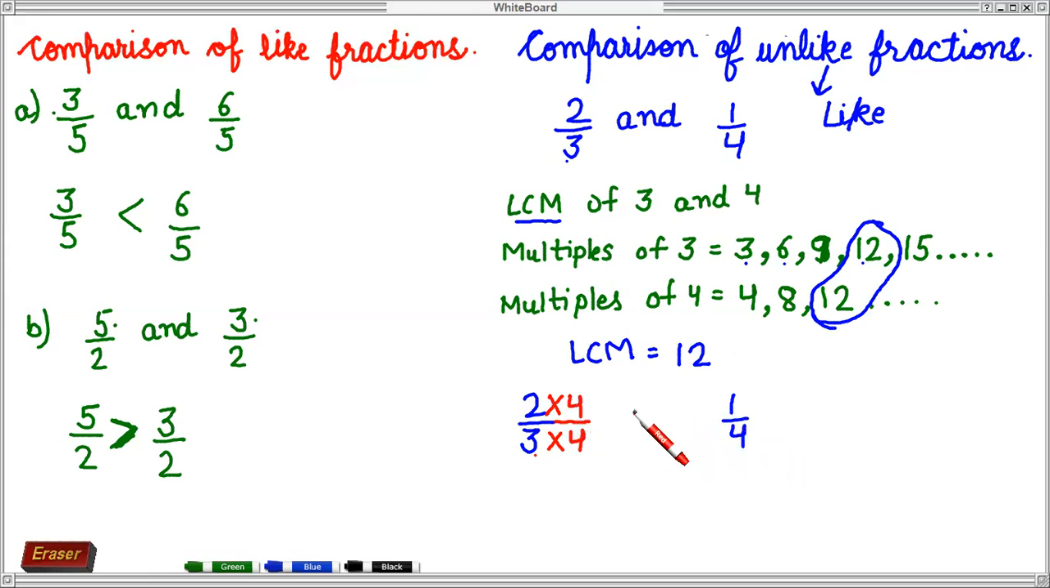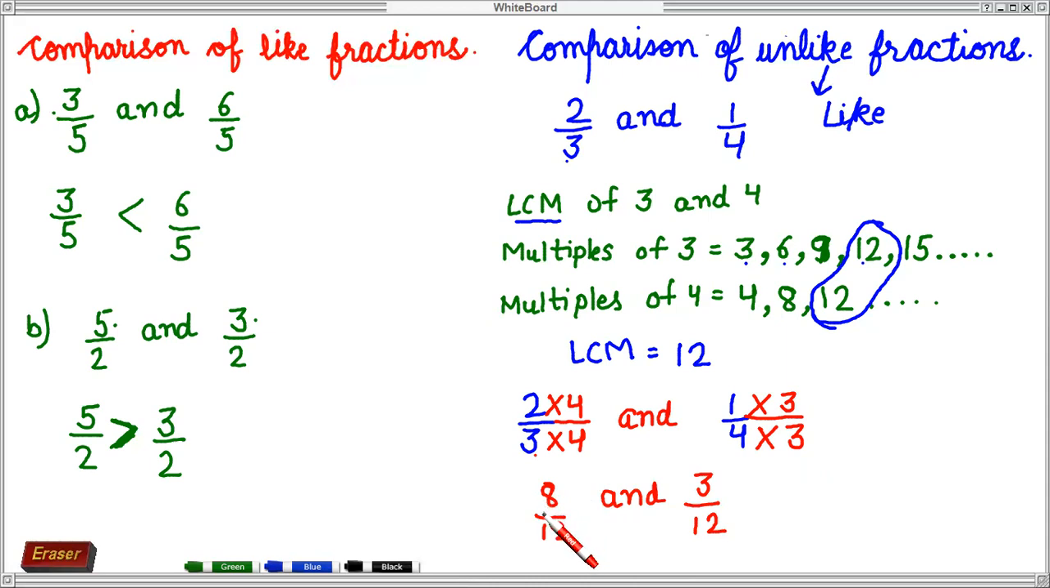Now see the next fraction, it is 1 by 4. Again, we have to make the denominator 12. So we have to multiply it by 3, denominator as well as numerator. 2 times 4 is 8, 3 times 4 is 12. And the next one is 1 times 3 is 3, 4 times 3 is 12. Now these are like fractions, 8 by 12 and 3 by 12.